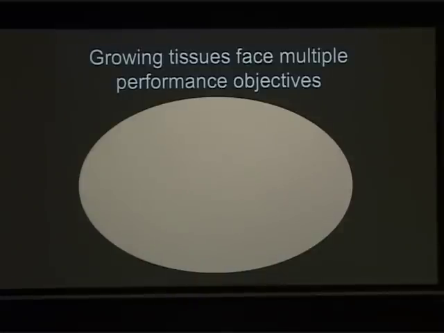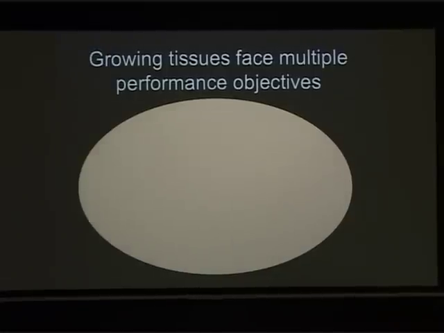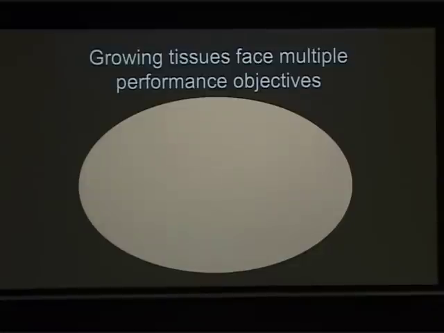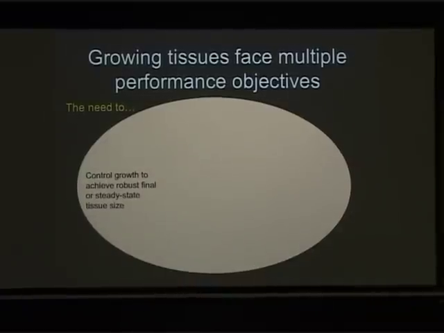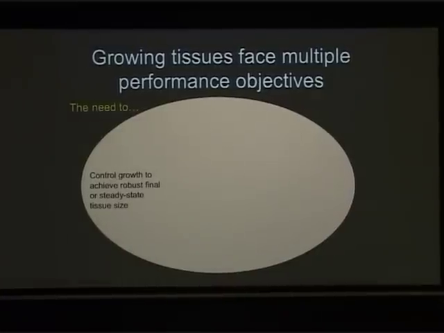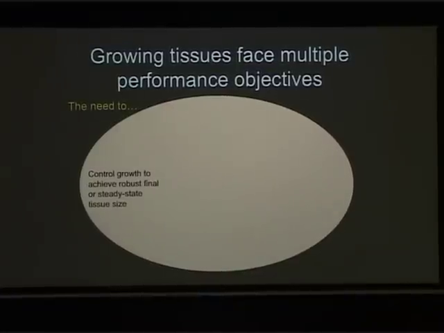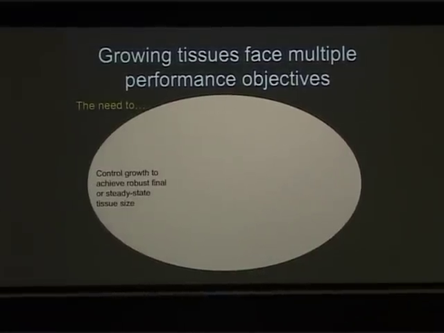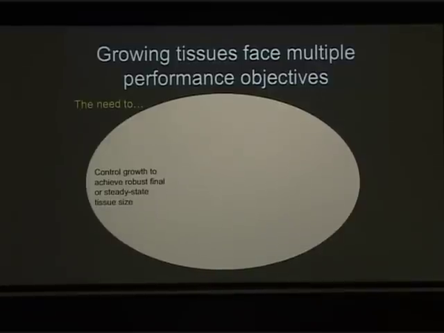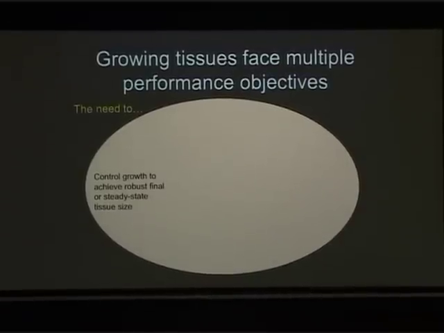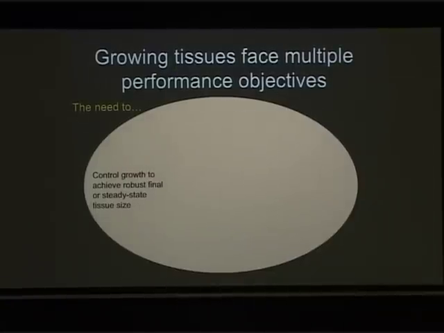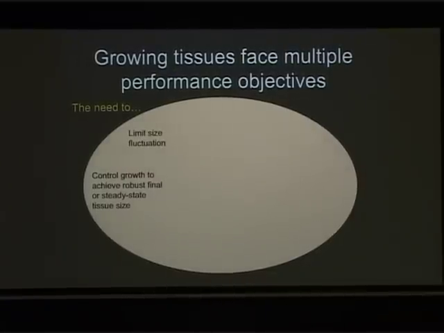So in the context of that, we can start off by trying to enumerate what are the performance objectives of an organism that has tissues and has to grow those tissues. Okay, and so we can begin by saying, well, one objective is you have to reach the right size for your tissues, right? They have to stop or reach a steady state at the appropriate size. And there are some amazing examples of size control throughout the animal kingdom, and we'll talk about a few of them.